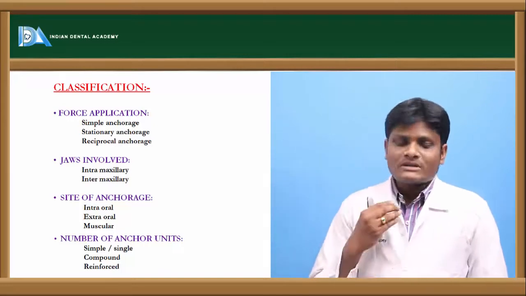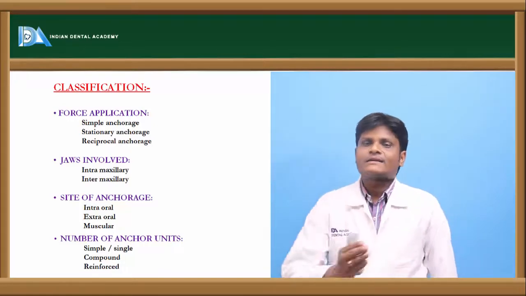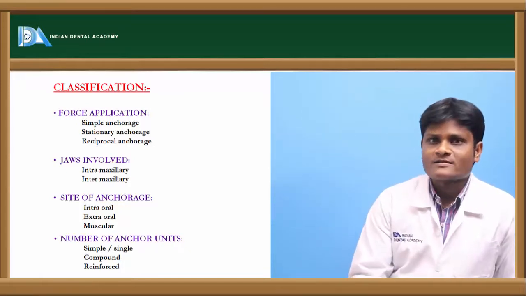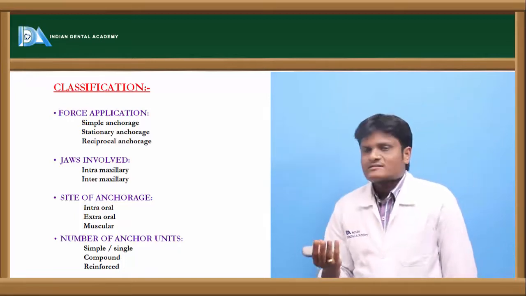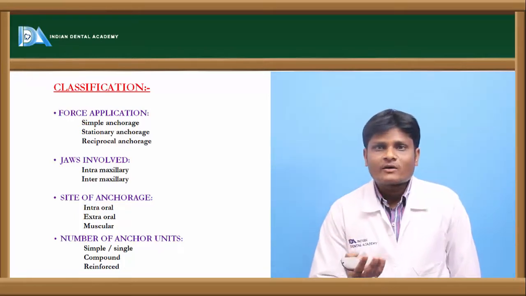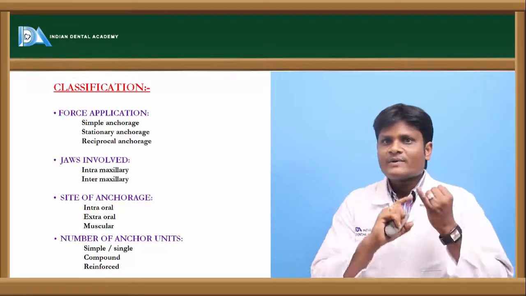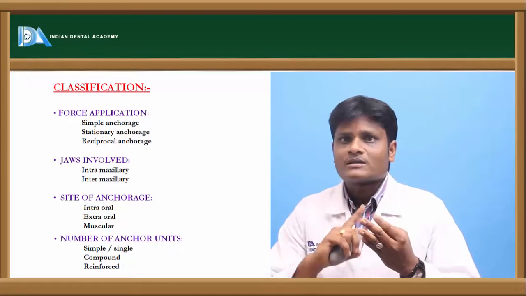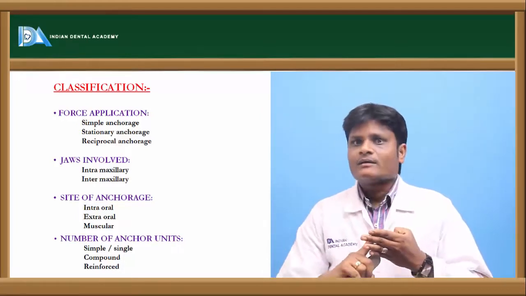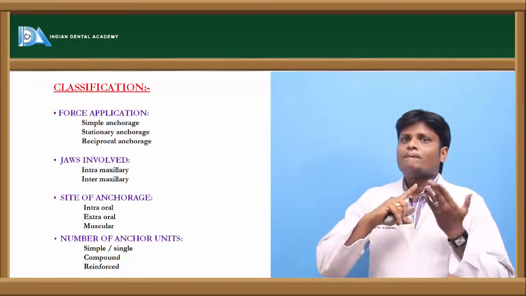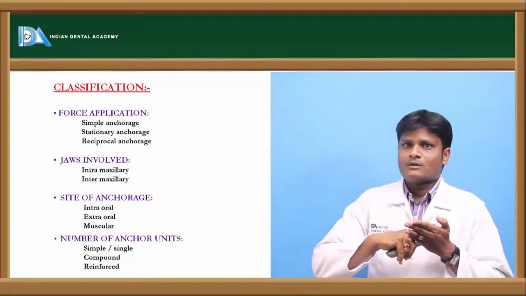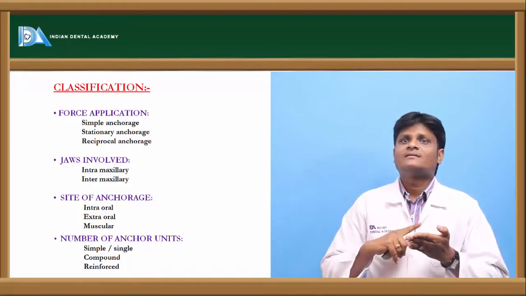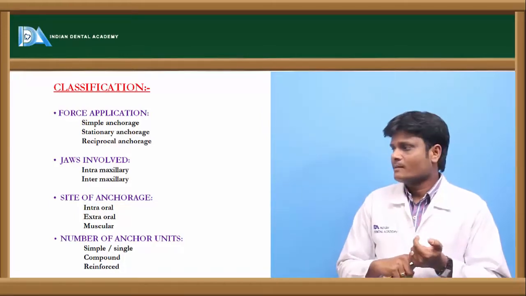Now, based upon the site of the anchorage, we can classify anchorage as intraoral anchorage, extraoral anchorage, or muscular anchorage. What is the intraoral anchorage? Anchorage that is taken from sites within the oral cavity is called intraoral anchorage. That might be a tooth or a group of teeth, alveolar bone or the basal bone, or by using muscles. The mentalis muscle via lip bumper also comes as an intraoral anchorage.